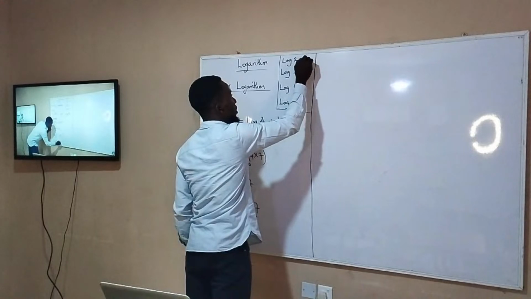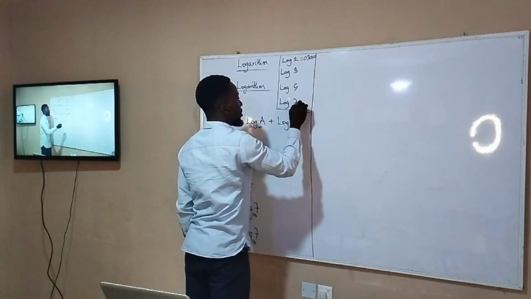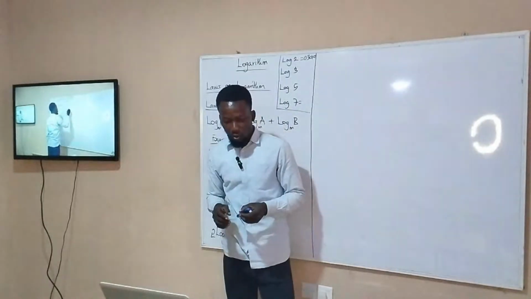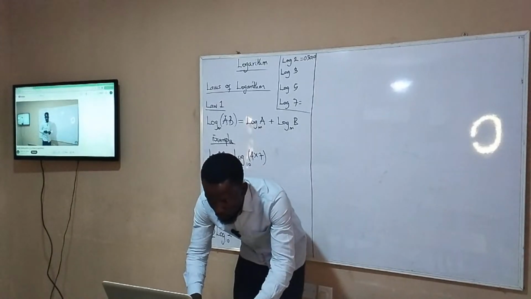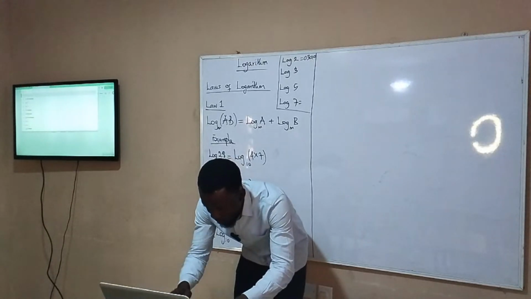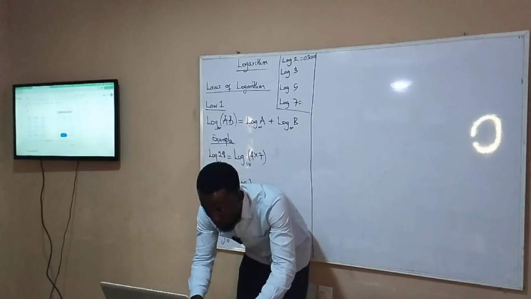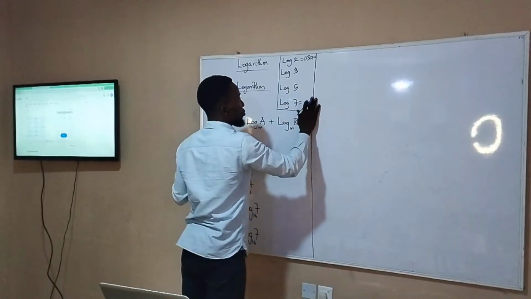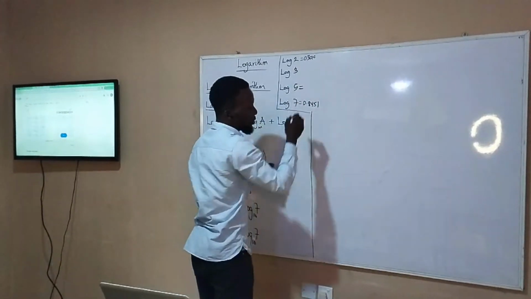So log 2 base 10 is 0.3010. Log 7 base 10 will be 0.8550. Let me confirm it. I don't want to say rubbish. You can see that on the screen. Okay, it is 0.8451. So log 7 is 0.8451. And log 5, let's get the value of log 5.